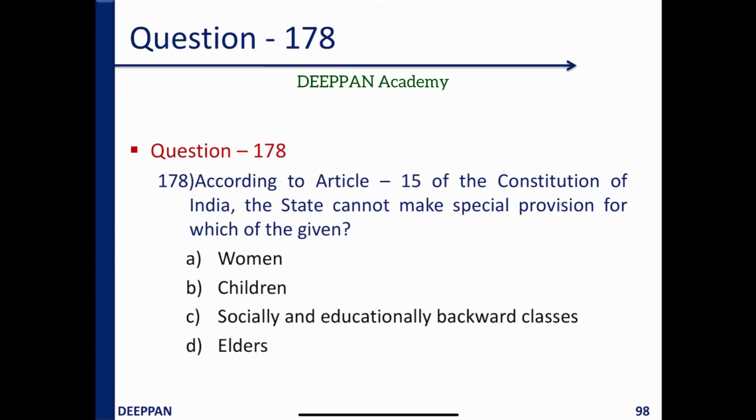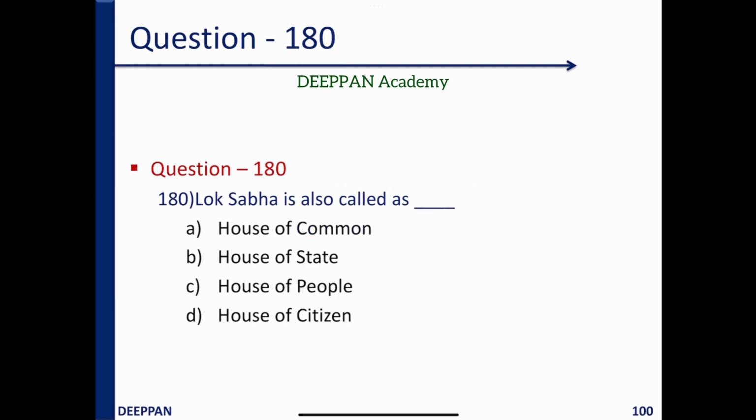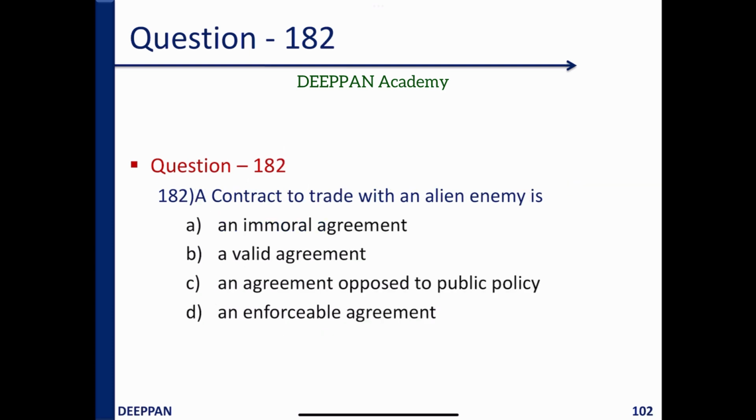According to Article 15 of the Constitution of India, the state cannot make special provision for which of the given? Elders. How many fundamental duties have been provided under Article 51A of the Constitution? 11. Lok Sabha is also called the House of the People. Which of the given is not an essential element of a valid contract? Sufficient consideration. A contract to trade with an alien enemy is an agreement opposed to public policy.